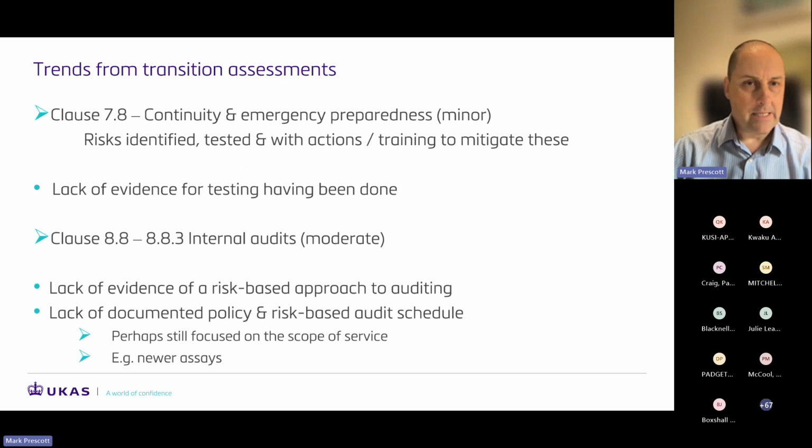Clause 7.8, continuity and emergency preparedness. Now, this is an interesting one because it is classed as a minor change from 2012. It's all about having your continuity plans in place, identifying any risks, testing of your continuity plans, and then coming up with any actions, and training staff in how to manage these. I think one of the reasons why this may be coming up is that we are seeing a number of non-conformities around the lack of evidence that testing has been done.